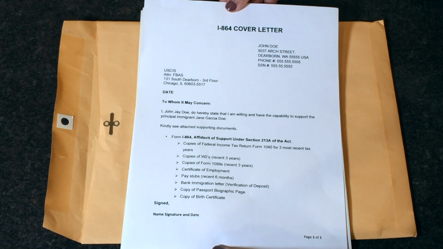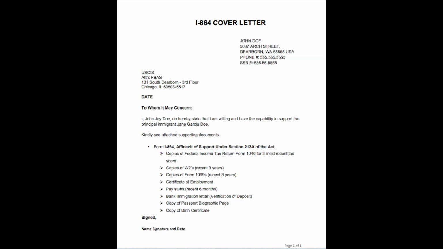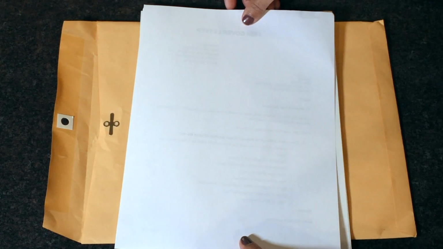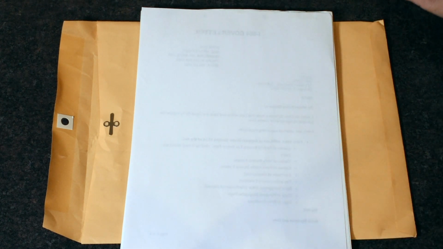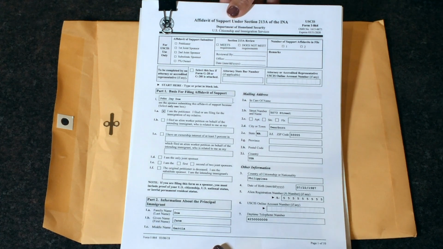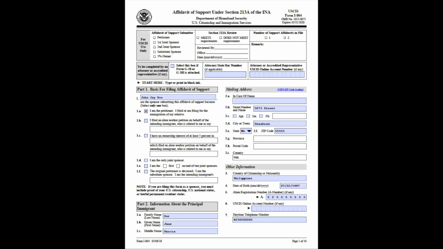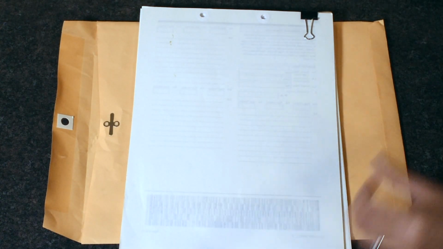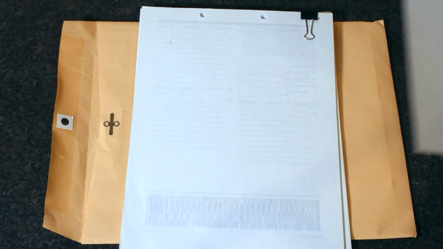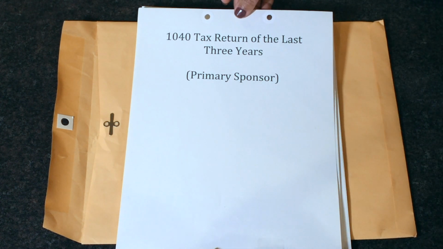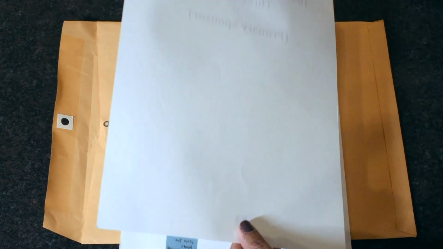Now we are going to get our cover letter for form I-864 affidavit of support for the primary sponsor. Alright, and next we are going to take our form I-864 affidavit of support for the primary sponsor that we filled out. And after that, we're going to look at copies of Federal Income Tax Return Form 1040 for the last 3 years.